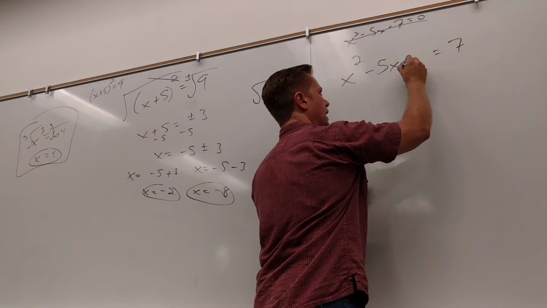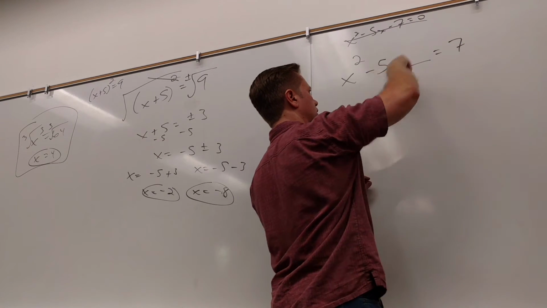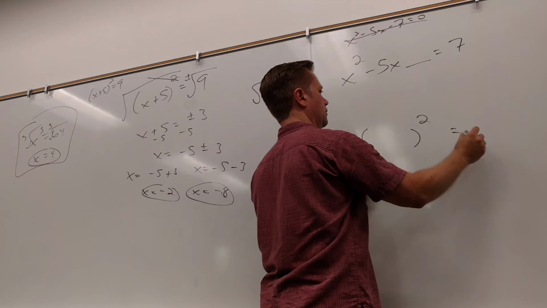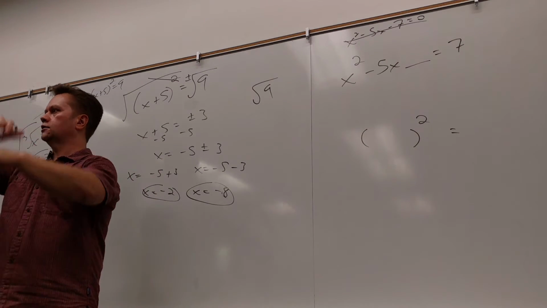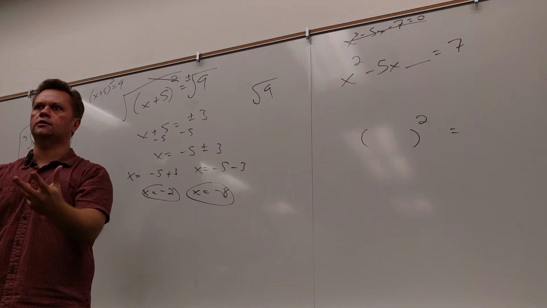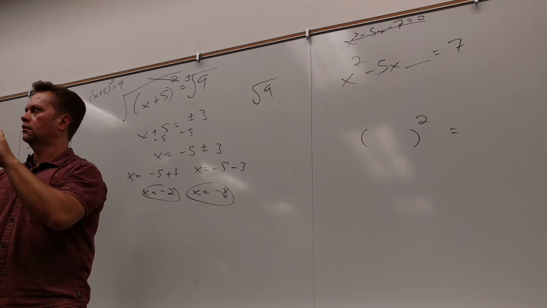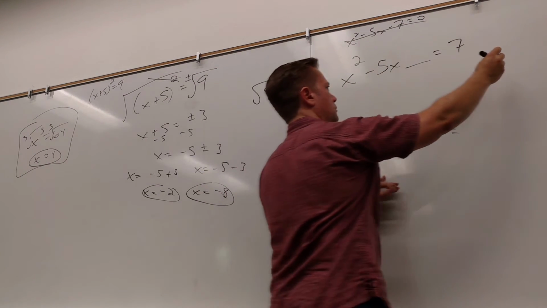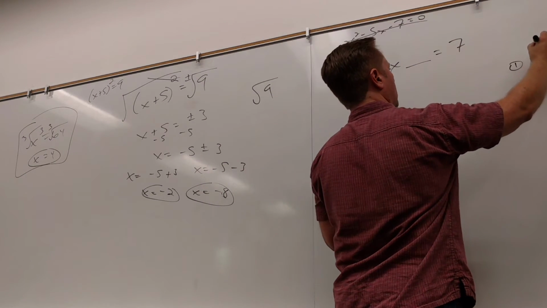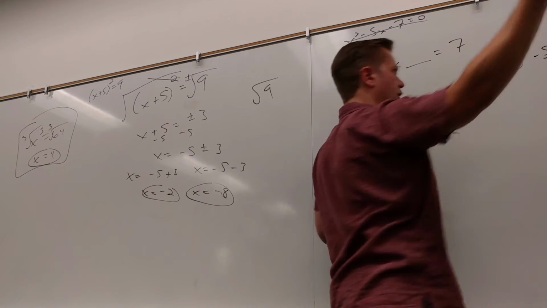Because I want to figure out what to add here so I can make this become something squared. Okay, right? That's the idea. Because then I can just take square roots, plus or minus, and do it from there. And then it's relatively easy after that. So how do I figure out what to put there? What are the 2 steps? Divide by 2. Yeah, cut negative 5 in half, and I get negative 5 over 2.